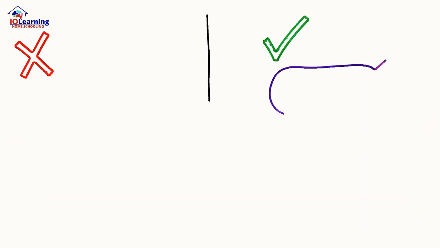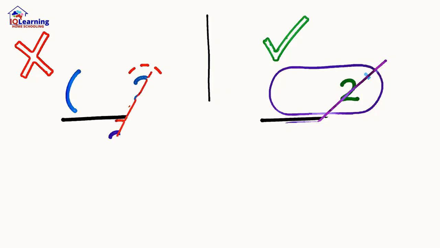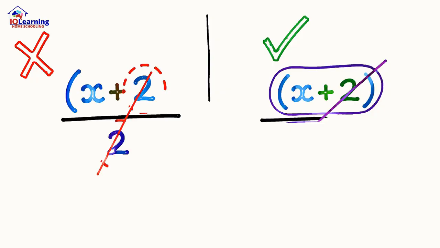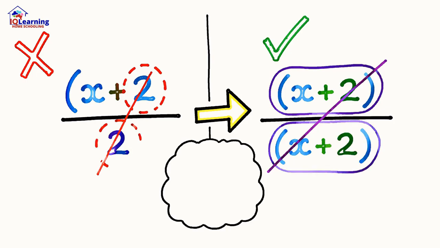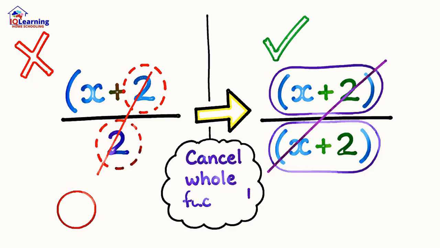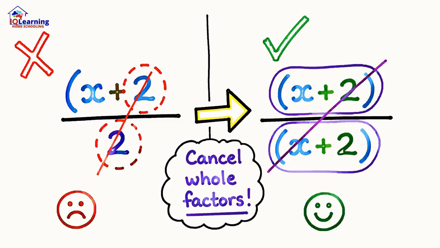The biggest mistake people make is trying to cancel out individual bits and pieces. You see an x plus 2 over a 2, and you want to slash those 2's. You can't. You can only cancel whole, identical factors, things that are multiplied together.